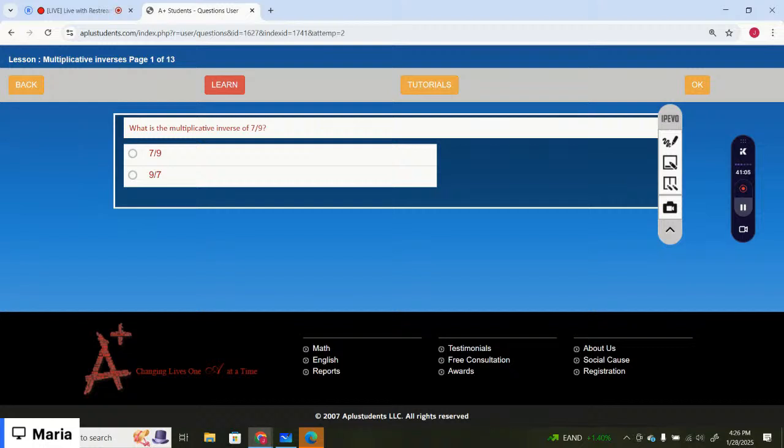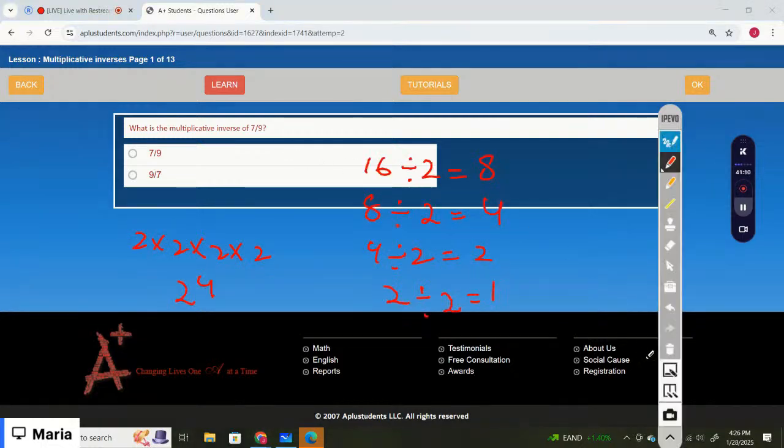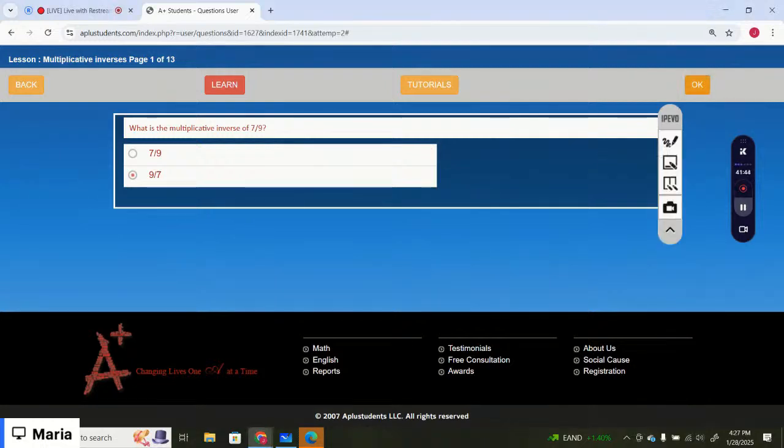What is the multiplicative inverse of 7 over 9? The multiplicative inverse of a fraction means you have to switch the numerator and denominator. So here you have 7 over 9. So the multiplicative inverse is 9 over 7. Option number 2 is the correct option. That is 9 by 7. The correct option is 9 by 7, option number 2.